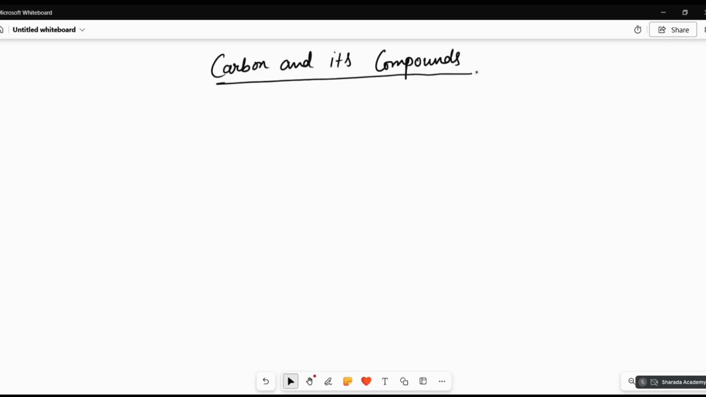Its compounds. Yesterday we started with the hydrocarbons, right? So what is a hydrocarbon? Compounds which contain only hydrogen and carbon, we call them hydrocarbons. You don't know it? Karthik, tell me what are the different types of hydrocarbons? Saturated and unsaturated. What are saturated hydrocarbons?